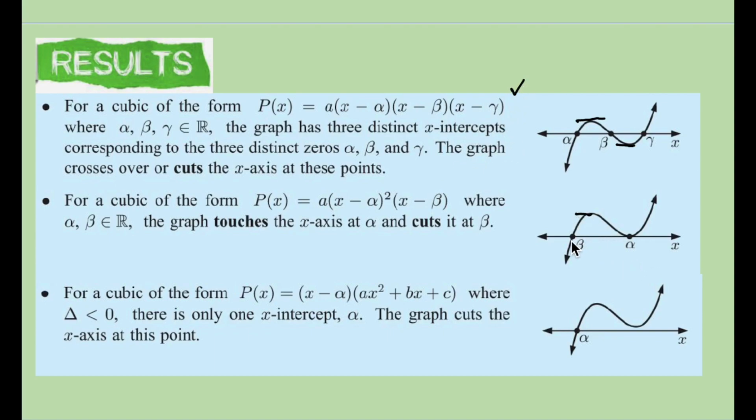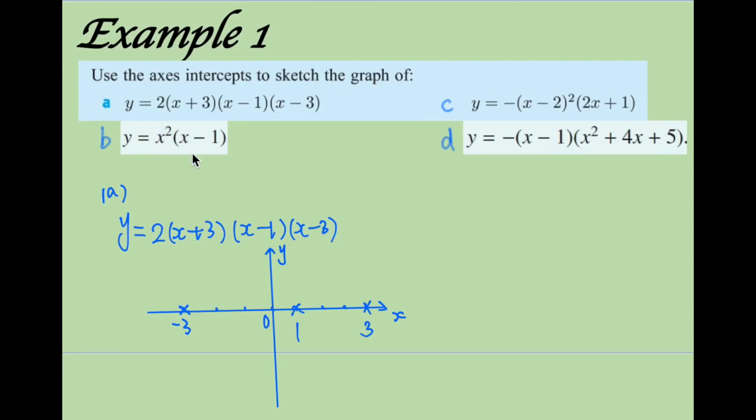The case with two x-intercepts, then the expression will be like this. For the repeated factor, it means the graph touches the x-axis at this point. The case with only one x-intercept, then we get one linear factor first, and the quadratic factor, the discriminant must be less than 0. It means the graph cuts the x-axis only at x equals alpha. Now let's look at example 1.